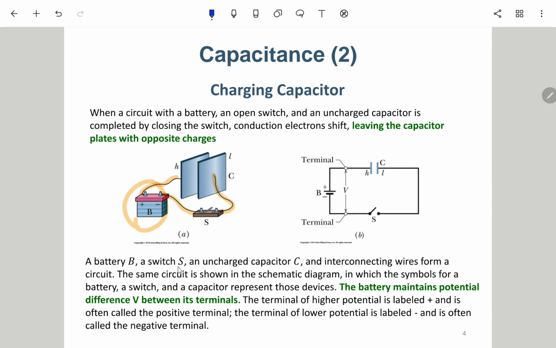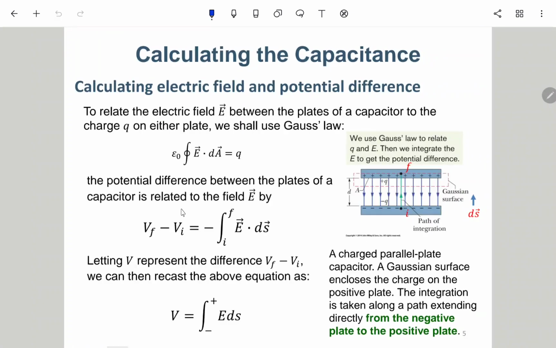So a battery B, a switch S, and a capacitor C are interconnected to form a circuit. The same circuit is shown in the schematic diagram, in which symbols for a battery, a switch, and a capacitor represent those devices. Okay, so nothing special here. Let's go to the next page.